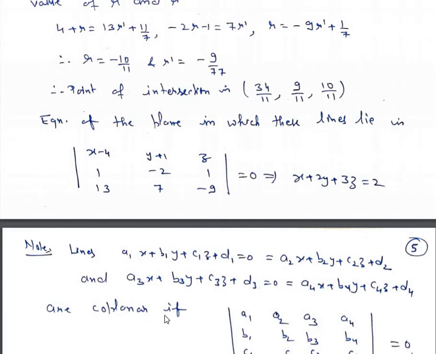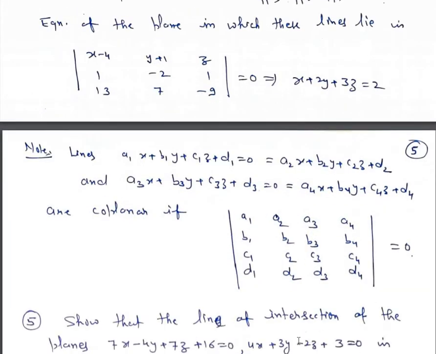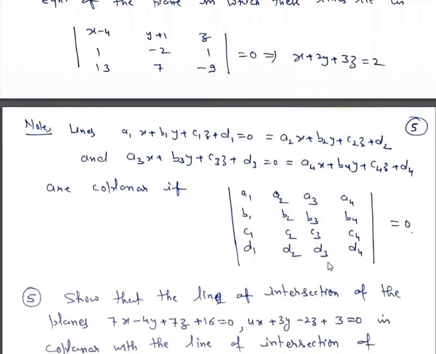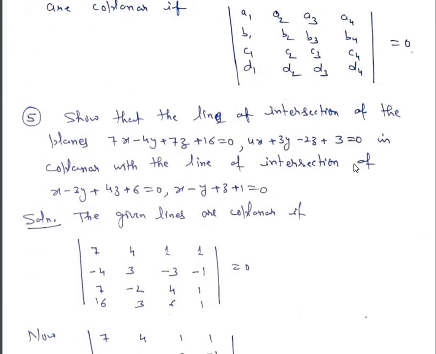This is the second line in unsymmetrical form. So these two lines are coplanar if the determinant of a1, a2, a3, a4, b1, b2, b3, b4, c1, c2, c3, c4, d1, d2, d3, d4 is equal to 0. If this determinant is 0, that means these two lines are coplanar. Let's take one example.